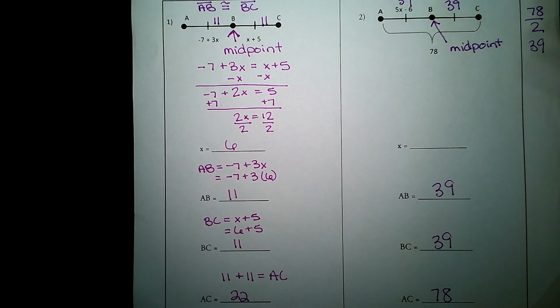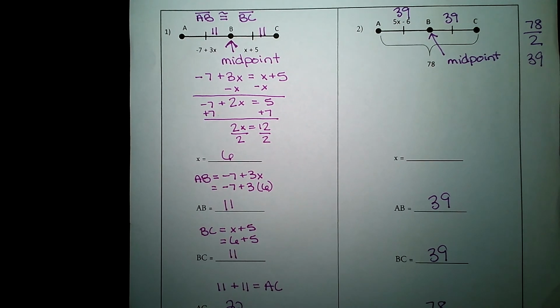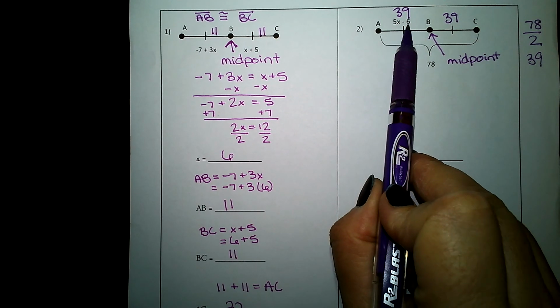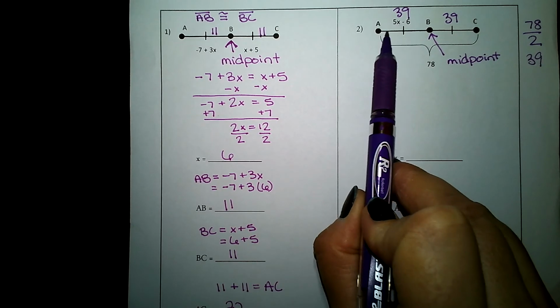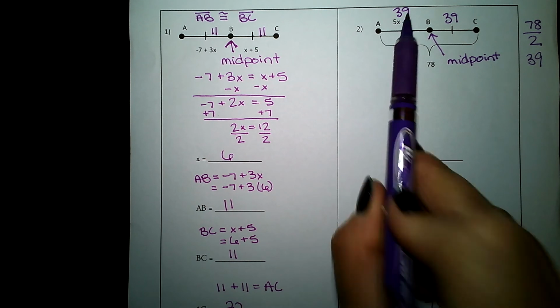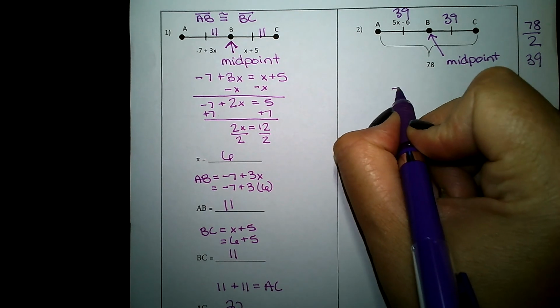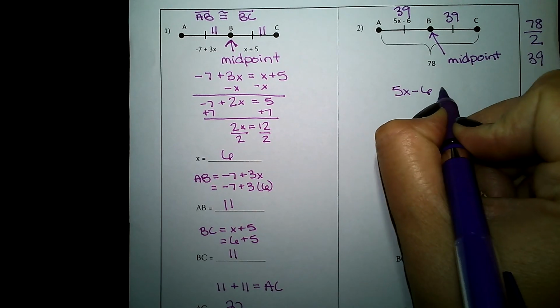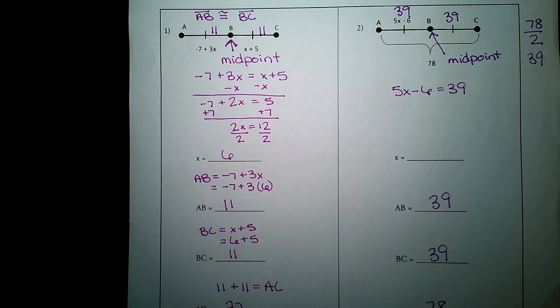If each piece is 39, now I know what to do with my algebra. This 5x minus 6 is listed as AB, and now we know that AB is 39, so the algebra can read 5x minus 6 is 39. Take a moment and solve for x. In solving for x, I got x equals 9.